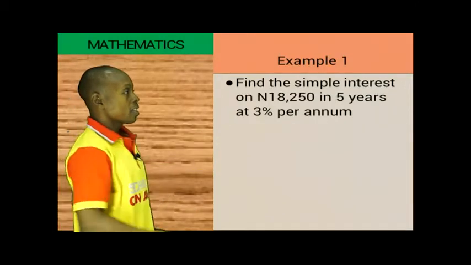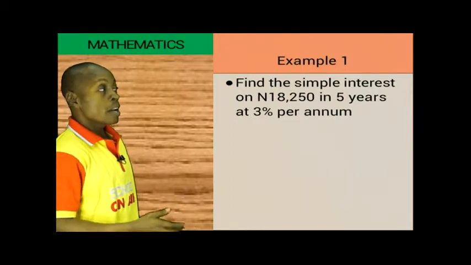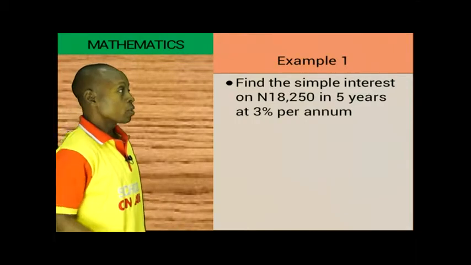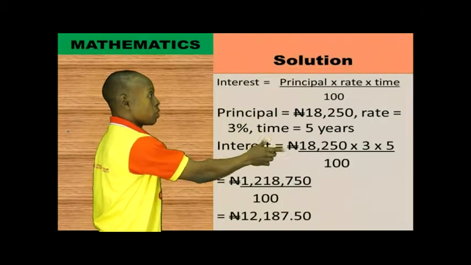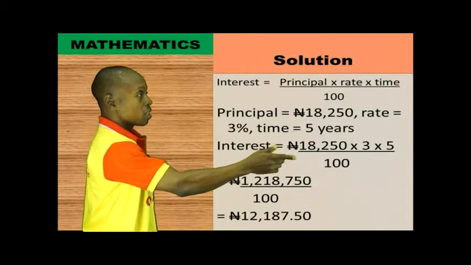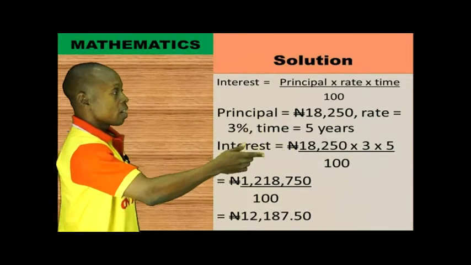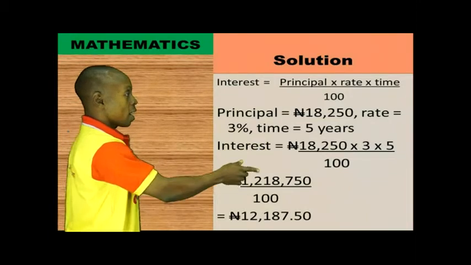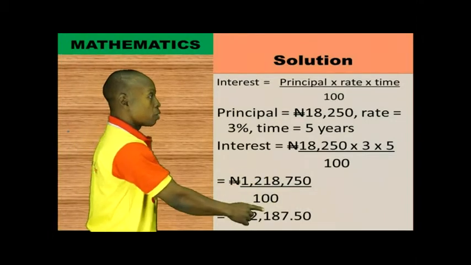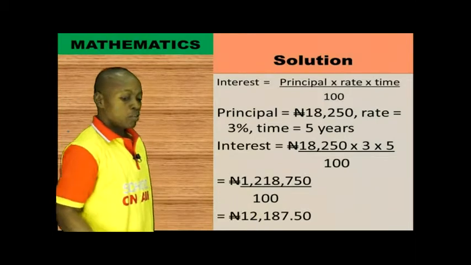The first example you have on the board was the interest on 18,250 naira in 5 years at 3%, and we slot in all the values. You have the principal 18,250, then multiply by the rate, which is 3, and multiply by 5 years, and divide by 100. So at the end of the day, we have 1,280,750 naira divided by 100, and we have our interest to be 12,187 naira 50 kobo for the first example.